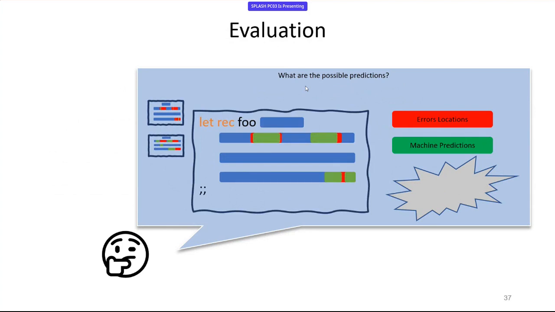And finally, we have something good. Here on the screen, you can barely see some red. The predictions made by the model cover almost all the error locations. We think this is good. This is what we expect the model to predict for us.